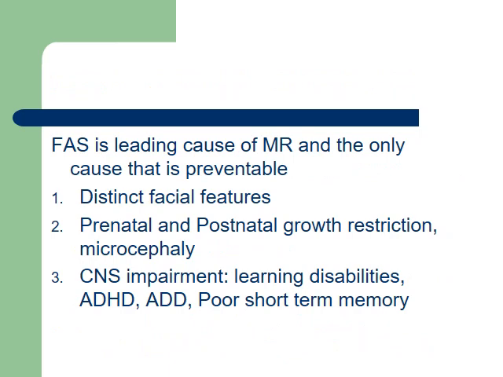Fetal alcohol syndrome is the leading cause of mental retardation and the only cause that is preventable. These babies have very distinct facial features, which we'll have a little show in a minute. They will have prenatal and postnatal growth restriction and microcephaly. If you remember at the very beginning of this, I talked about asymmetrical growth. This is an example of that, where the body will grow okay, but the head is small. Asymmetrical growth, and it's due to the constant assault by alcohol. The central nervous system impairment will result in learning disabilities, ADHD, ADD, and poor short-term memory. And now think about this. You've got a child with some really long-term learning disability that's going to need special care, and it's going home with an alcoholic mother. So, yeah, not a good combination.